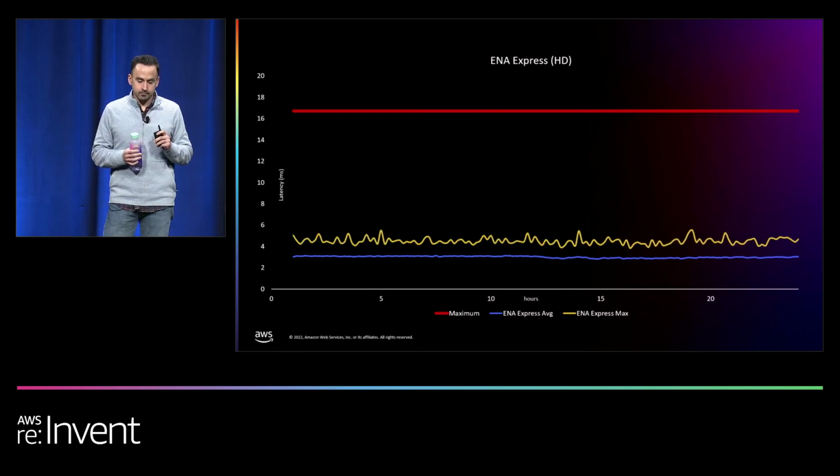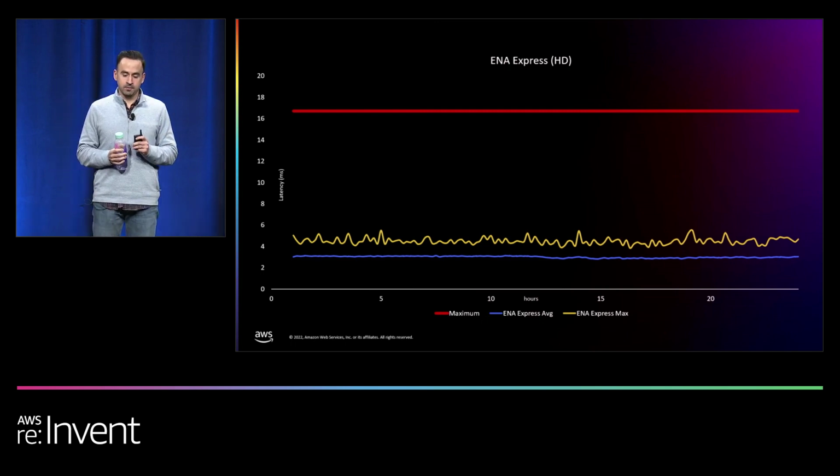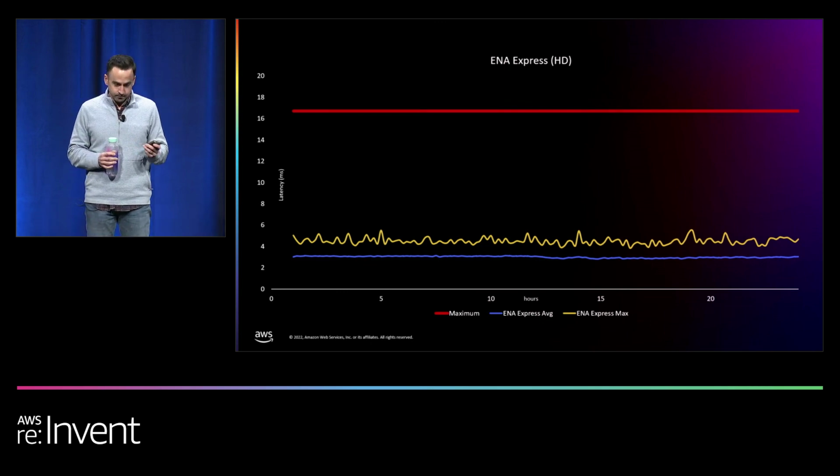So let's take a look at the maximum. As you can see here with this yellow line, the maximum latency, no packet ever exceeds that threshold. All packets are delivered in full and on time, thanks to the power of ENA Express.